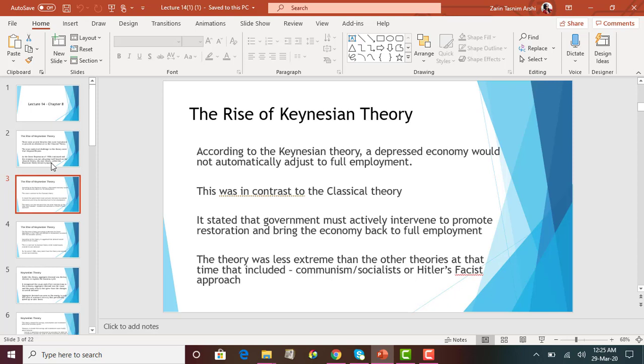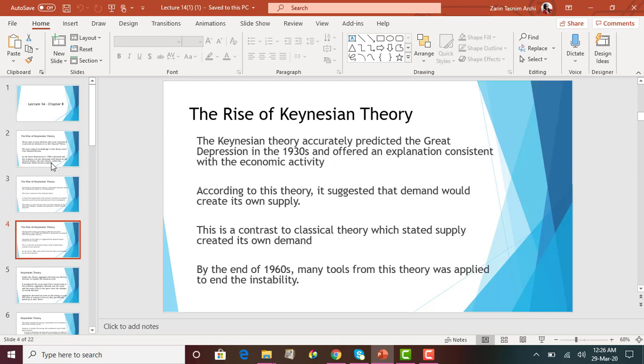This theory, compared to the other theories that were floating around at the time of the Great Depression, was less extreme. You know, there were other theories like communist theory, there were socialist theories, and then we even had Hitler's fascist theory. But this one was less extreme than the other theories, and it definitely provided a more reliable solution to take the economy out of the recession or Great Depression.